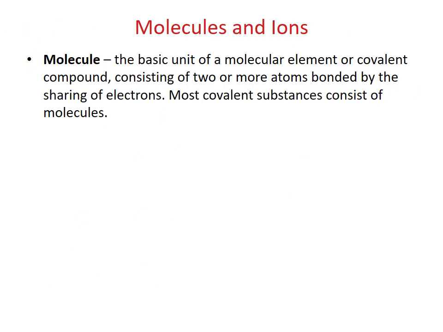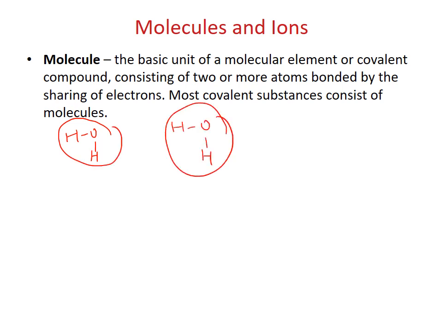Most covalent substances consist of molecules. A molecule is the basic unit of a molecular element or covalent compound. For example, in water, there are many water molecules. Okay, so H-O-H, this is one water molecule, and there's another one, and there's another one. So within each molecule, there are two covalent bonds, between hydrogen-oxygen and hydrogen-oxygen. So two electrons are shared between two atoms.